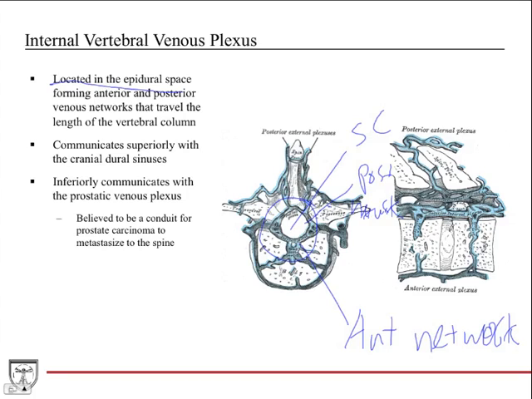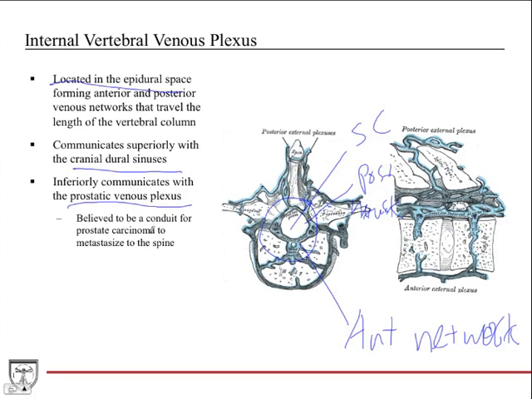Okay. And then it communicates superiorly with the cranial dural sinuses. These are sinuses in the brain that help drain the brain, and that's a good thing to be aware of. We'll go into more detail about that in the head and neck, and that's also a neuroanatomy topic. Then the inferior portion communicates with the prostatic venous plexus.